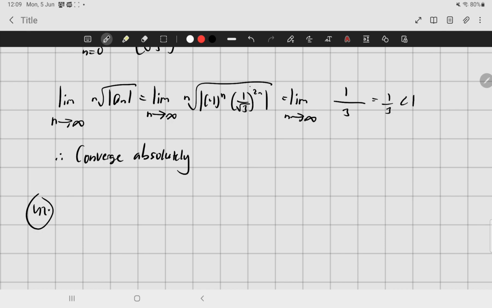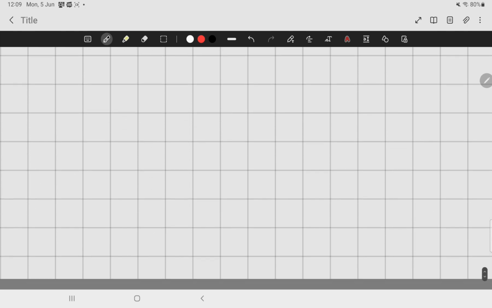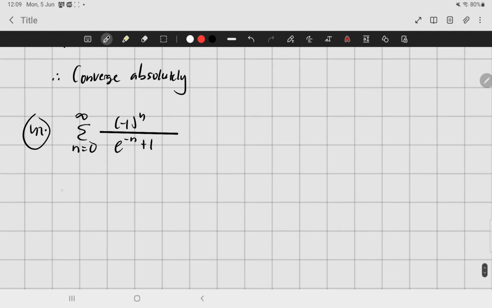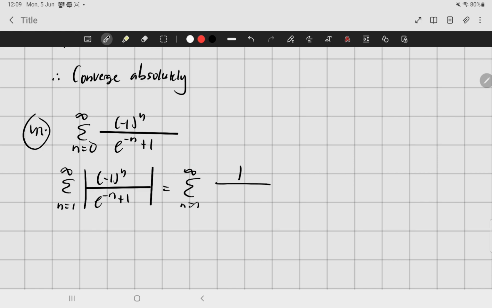So question 42, we have the series negative 1 to the power of n over e to the negative n plus 1. As usual, I'm going to put the absolute value sign. Now we are left with 1 over e to the power negative n plus 1. We can express this in another form, e to the power of n over e to the power of n plus 1.